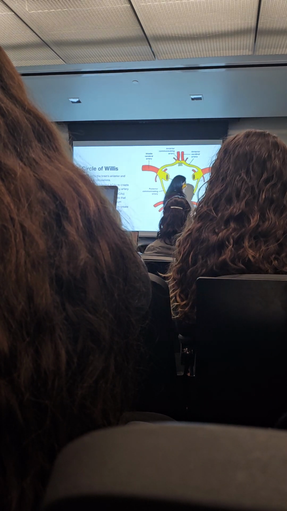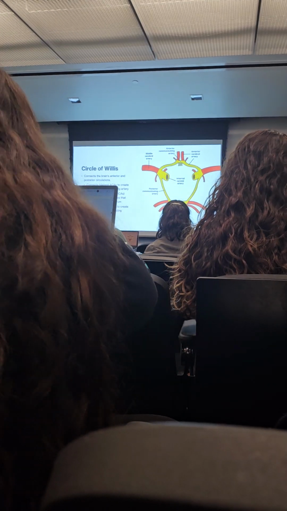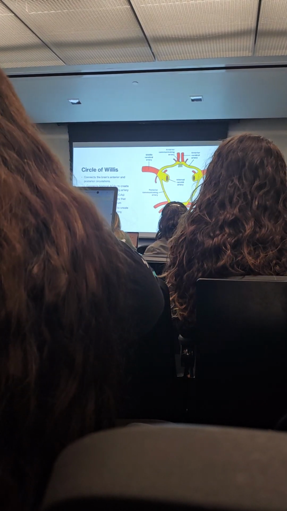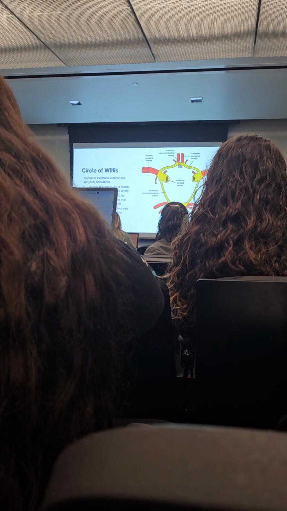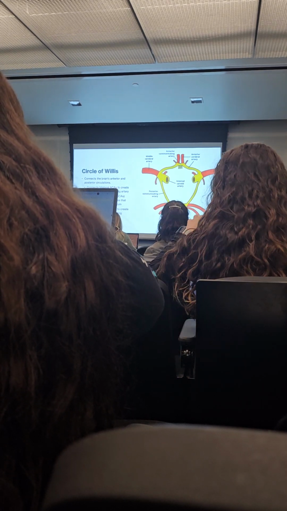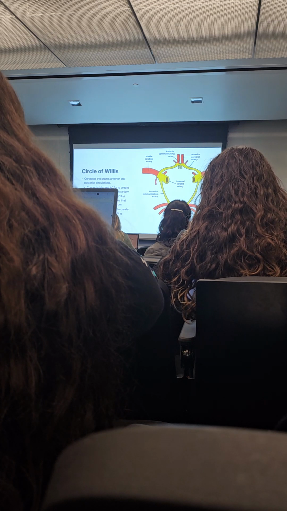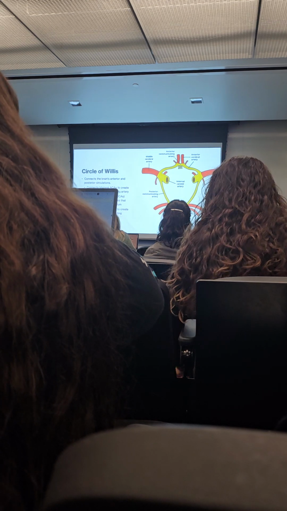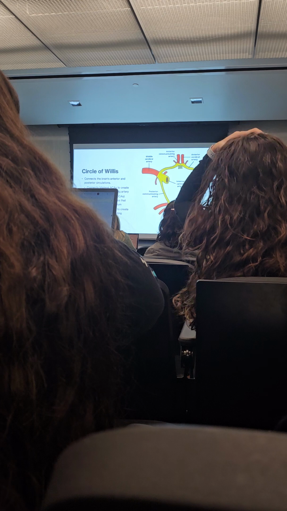So your circle of Willis essentially is just a big fancy term for the connection of all of the anterior and posterior arteries. But if I have a blockage here, I'm not connecting these two. If I have a blockage right here, I'm not connecting left and right.